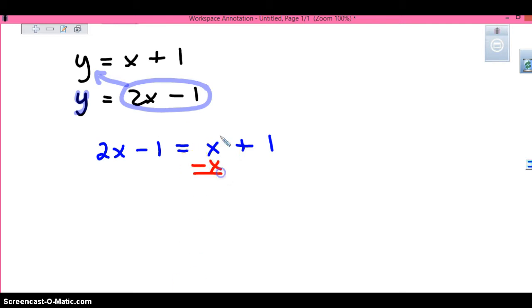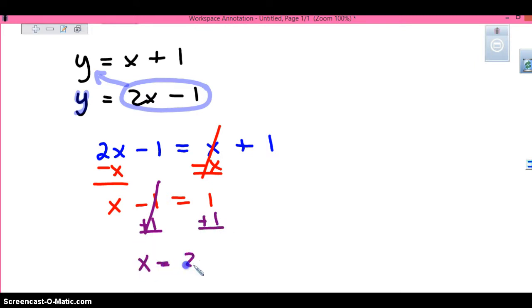So subtract x from both sides. x minus 1 is equal to 1. We can add 1, add 1. So x is equal to 2.